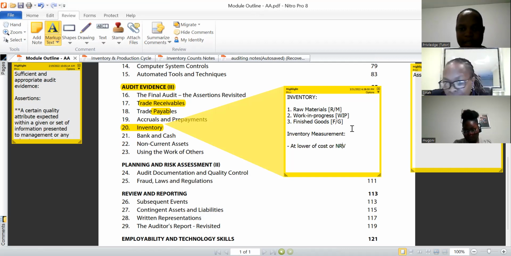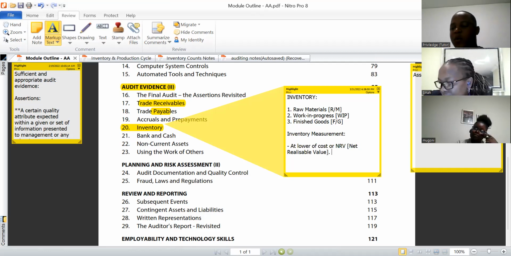Maybe I should just write this in full. So NRV stands for net realizable value of inventory. A net realizable value is almost one and the same thing as saying market value of the inventory on a particular date, right? So when we are measuring inventory, in other words, when we are recognizing inventory costs in our financial records, we recognize inventory at the lower of cost or the net realizable value.